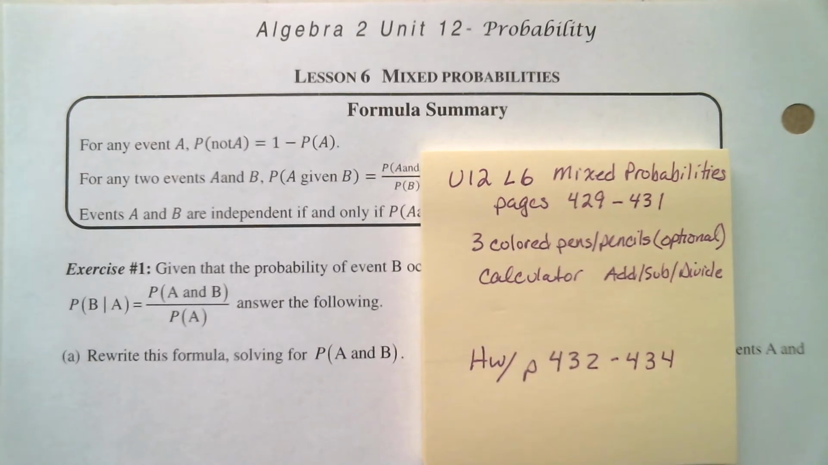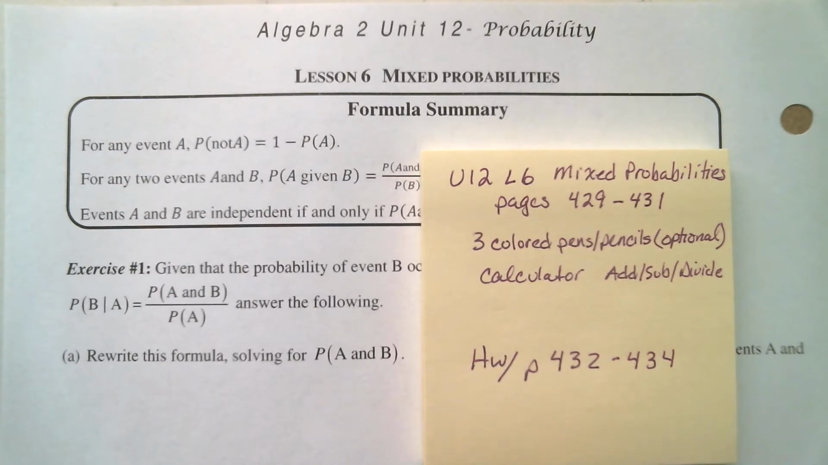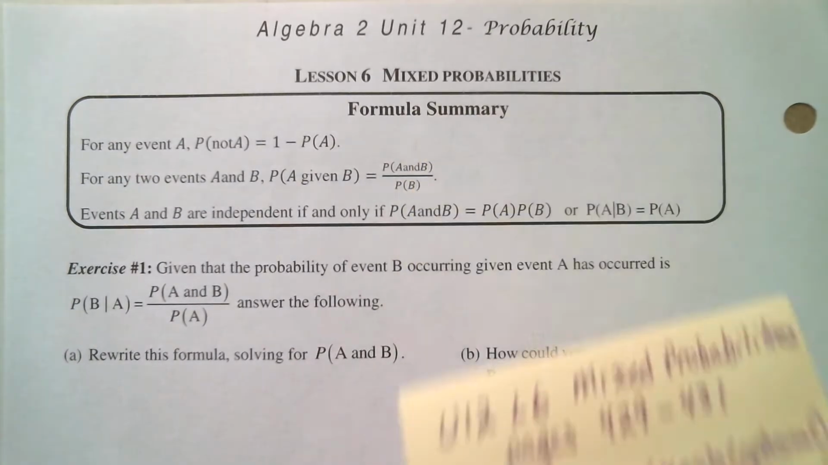Calculator for our adding, subtracting, multiplying, dividing, and your homework is going to be the 3 pages 432 to 434. The nice thing about today's lesson is really it's a summary.